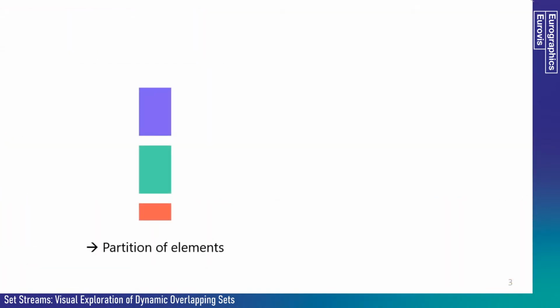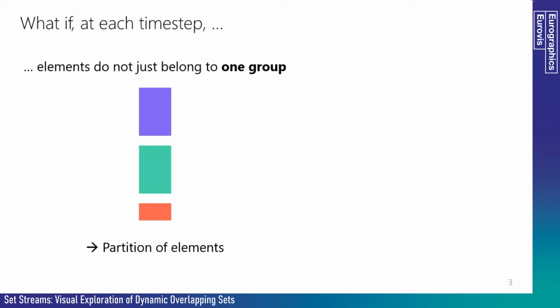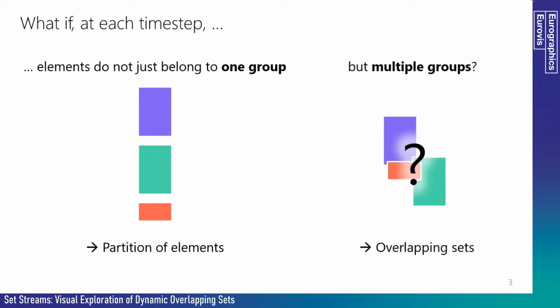The limitation is, at each time step, the elements need to form a partition. But what if an element does not just belong to one group, but multiple groups? For instance, researchers might work on different topics simultaneously. This cannot be properly represented as a sequence of partitions. Instead, we need to visualize overlapping sets, which are dynamic. They change across time.